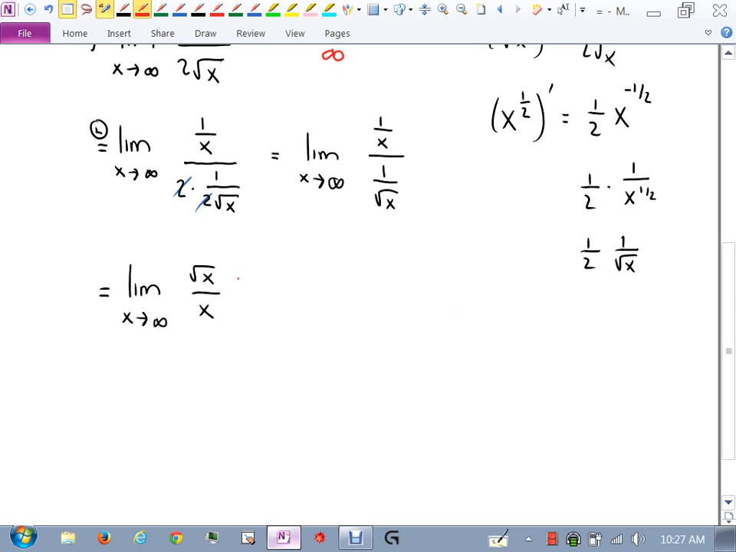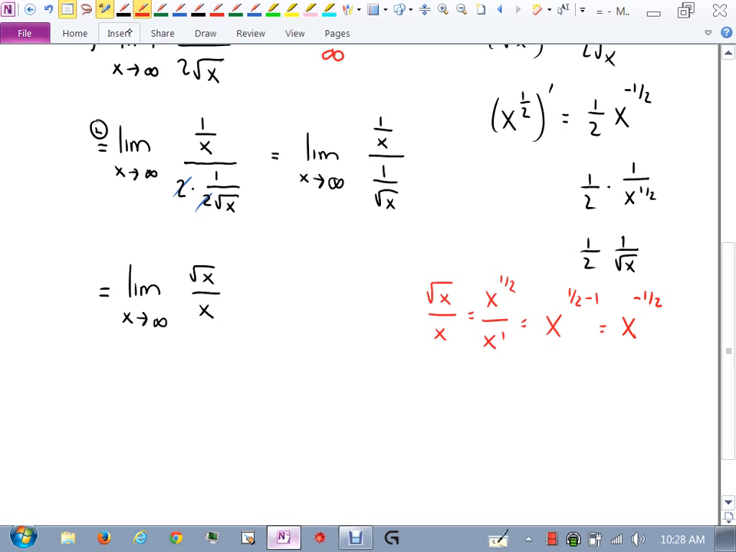Yes, square root of x over x is the same as x to the 1/2 over x to the first power, which by properties of exponents is x to the 1/2 minus 1, right? X to the n over x to the m is equal to x to the n minus m. What's 1 minus 1/2? Negative 1/2.